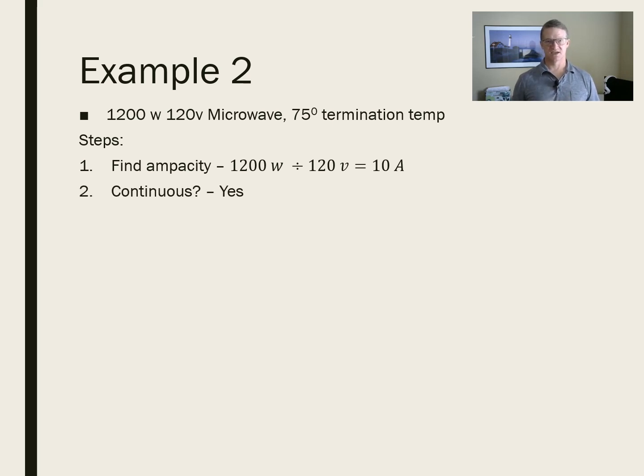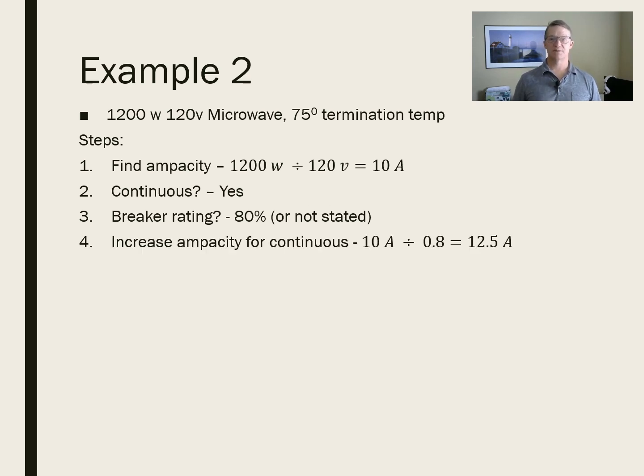Now we have to determine whether or not this is continuous. The definition of continuous is, can I use it for more than 1 hour in a 2-hour period? The answer here is yes, therefore it is a continuous circuit. Next, we have to check their breaker rating. Is it rated for 100% or 80%? In this case, it's only rated for 80%. So we're going to increase the ampacity in order to accommodate that 80% rated breaker. So we take our 10 amps, divide it by 0.8, and we come up with 12.5 amps.